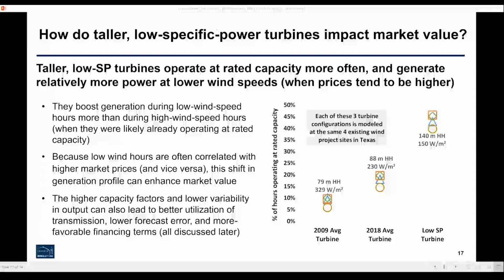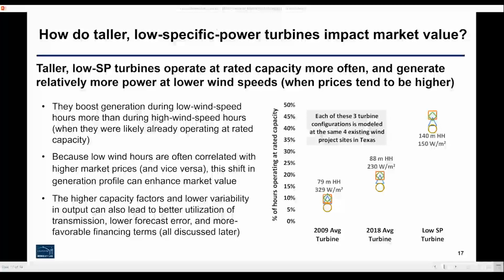This is not a comprehensive analysis. We just picked 4 existing wind project sites in Texas, and we looked at how the number of hours operating at rated capacity changed by changing turbine type, and also by increasing hub height. So here we go from the 2009 average turbine up to the 2018 average turbine. We see rated capacity doubles from roughly 10 to roughly 20, sort of an order of magnitude there. And so the number of hours it's operating at rated capacity doubles in that situation.